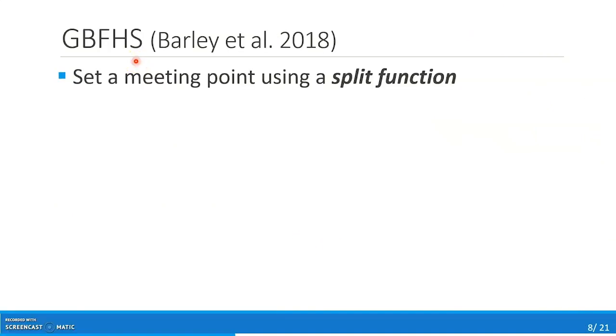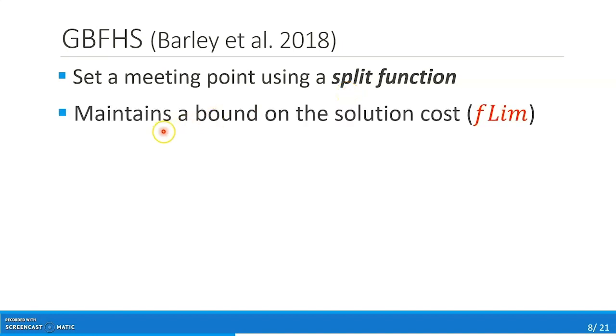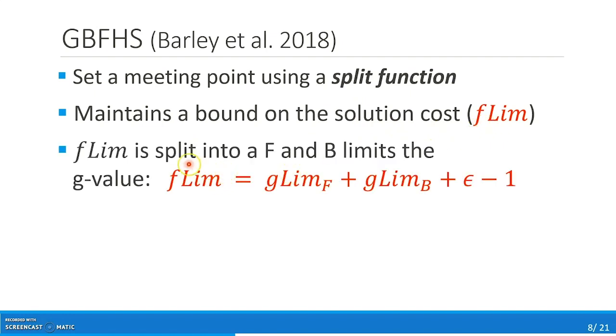Now it's time to introduce GBFHS by Barley et al. GBFHS can also set a meeting point between the two frontiers, but it does so using a split function rather than a fraction. It maintains a bound on the solution cost, flim, and it splits that flim value into forward and backward limits on the g value, such that flim is equal to glim forward plus glim backward plus epsilon minus 1. The split function determines the exact values of glim f and glim b.